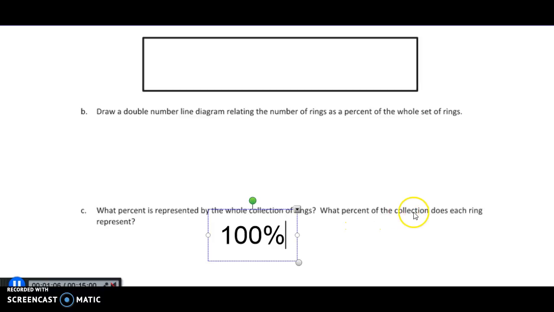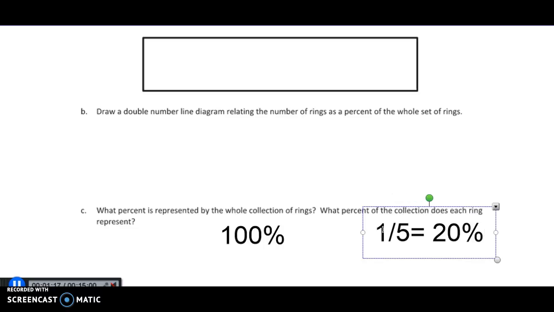And so then what percentage of the collection does each ring represent? Well, if I only have one ring, one ring out of those 5, that would be the same thing as 20%. Okay, nothing too life-changing here, but it's going to help us out when we get to the next problem.